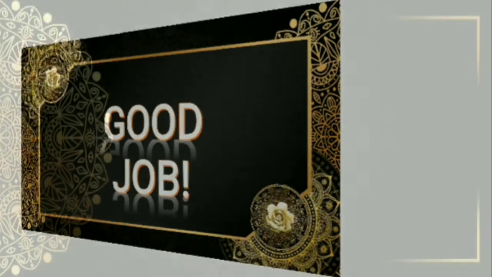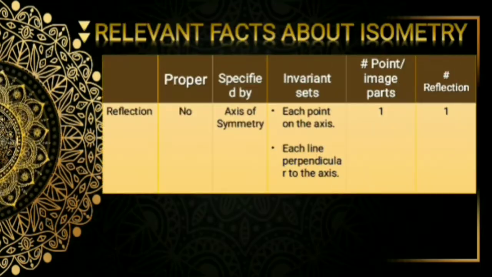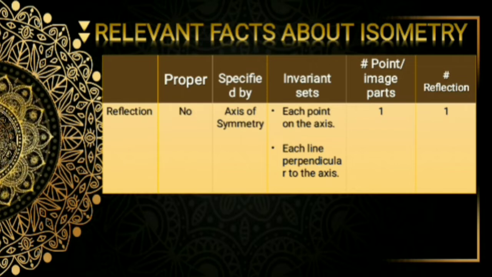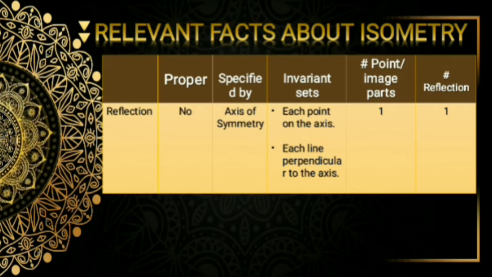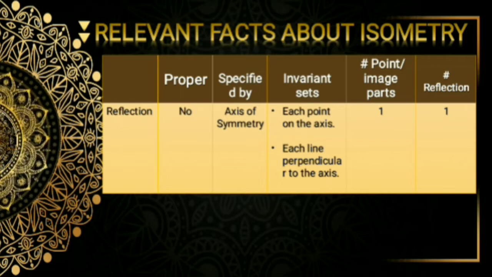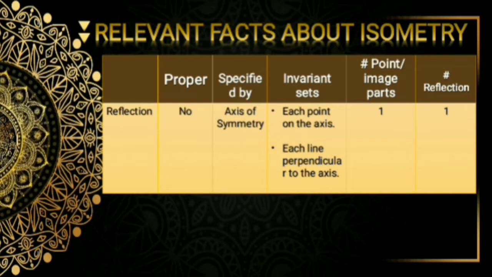Now that we know what isometry and transformation are, as well as their classification, let us have a brief summary of some relevant facts about isometries. As you can see in our table, we have 6 columns, and the first column is for our geometric transformation.